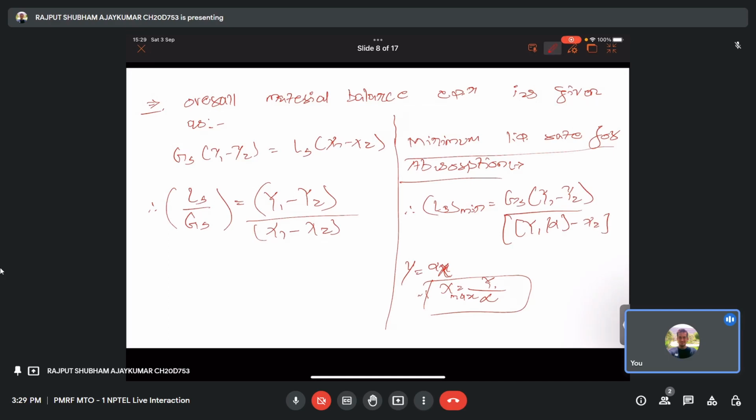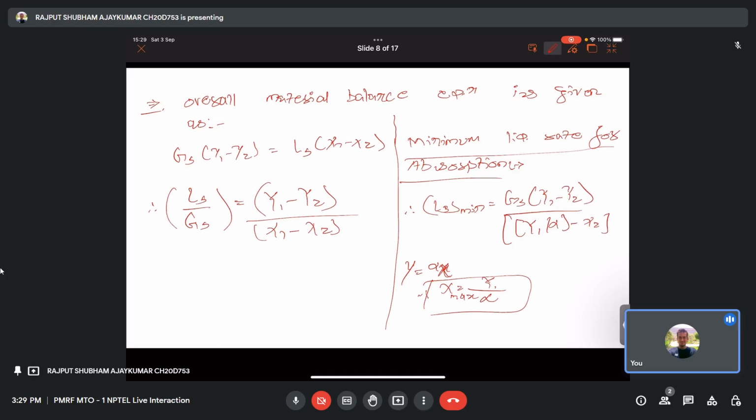So in this connection, it will be interesting to have a closer look at the shape of the equilibrium line in connection with the determination of the minimum solvent rate for gas absorption. It all depends on how the equilibrium line and the y equal to x line are related to each other, and what is the minimum solvent required for the same.